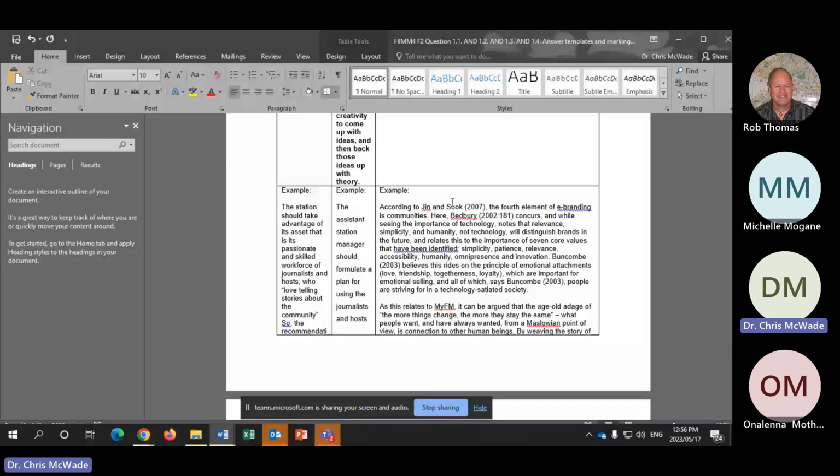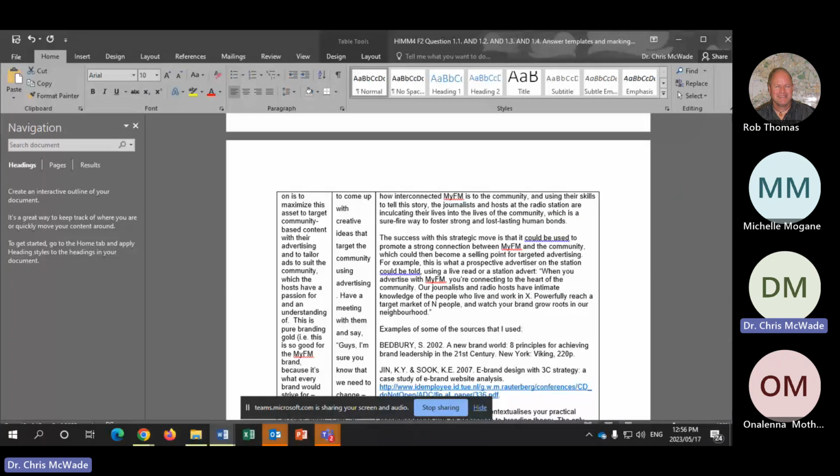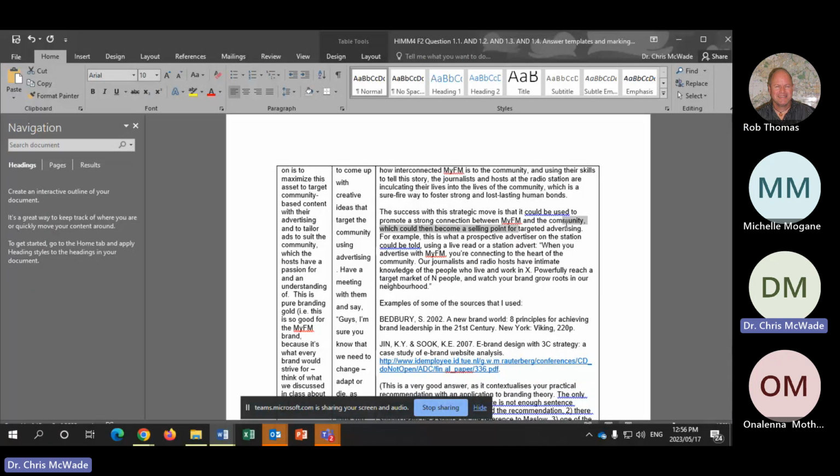Great. And then as this relates to MyFM, connection to other human beings. That's this whole pitch. That's this whole idea about running the advertising in this way. It maintains focus on targeted advertising as the focal point of this table for 1.4. The example here is the success with this strategic move is that it could be used to promote a strong connection between MyFM and the community, which could then become a selling point for targeted advertising. Okay.